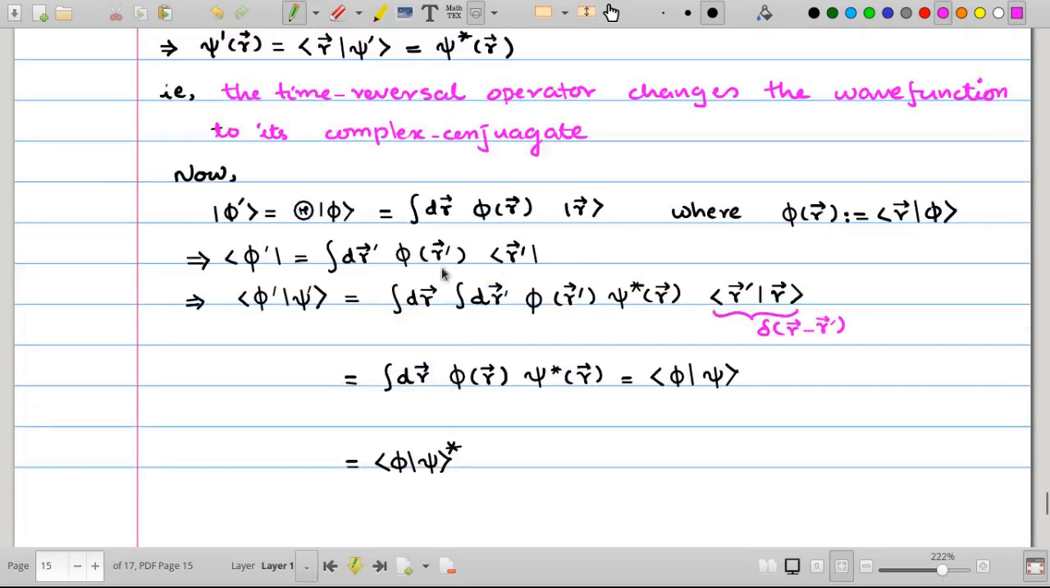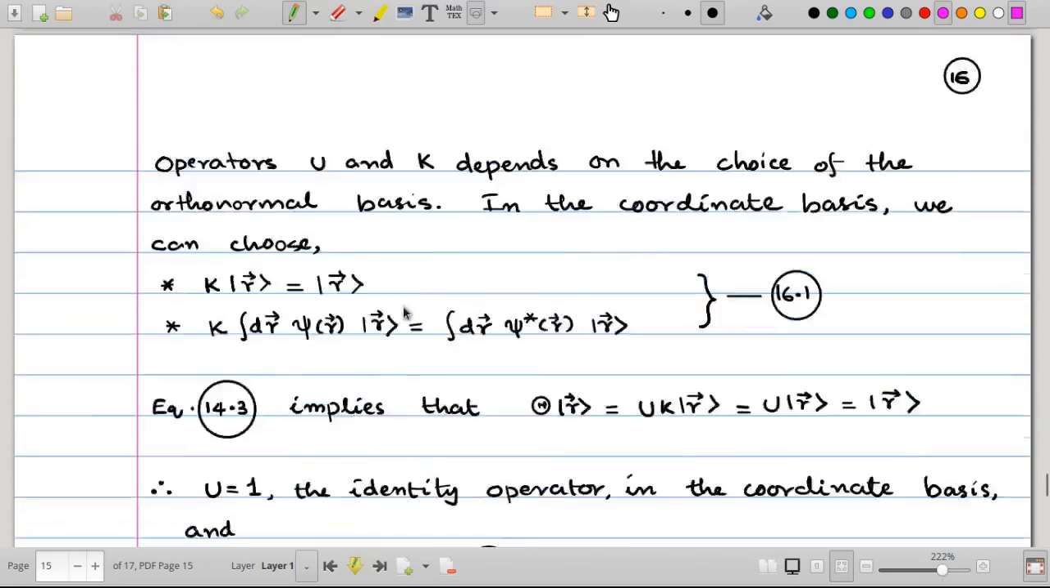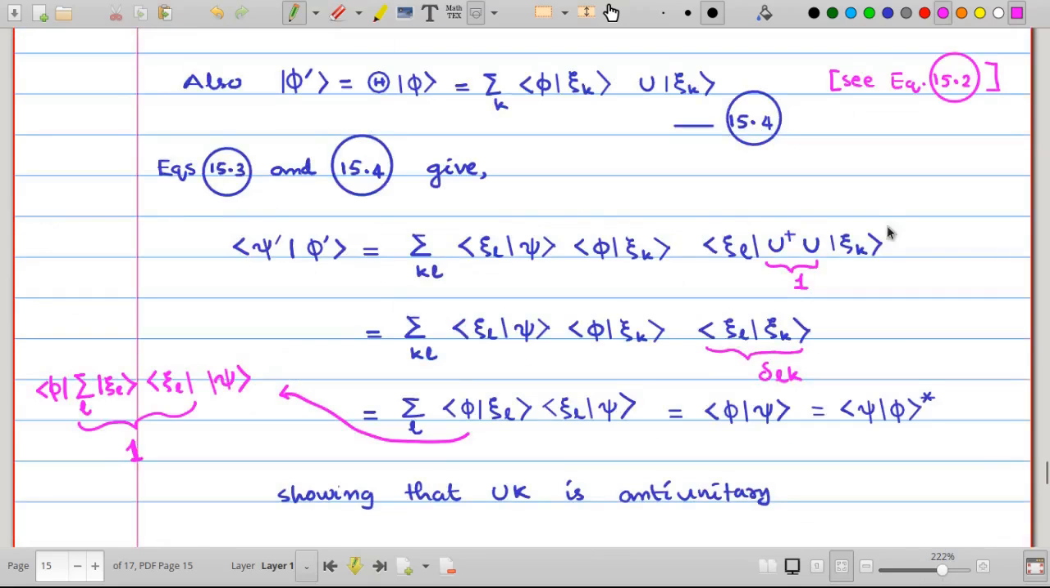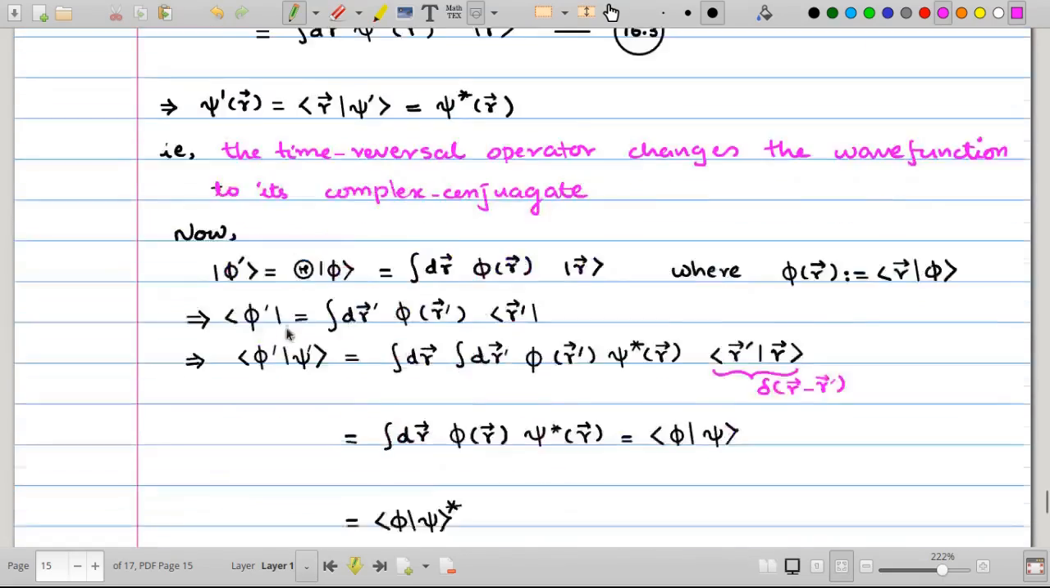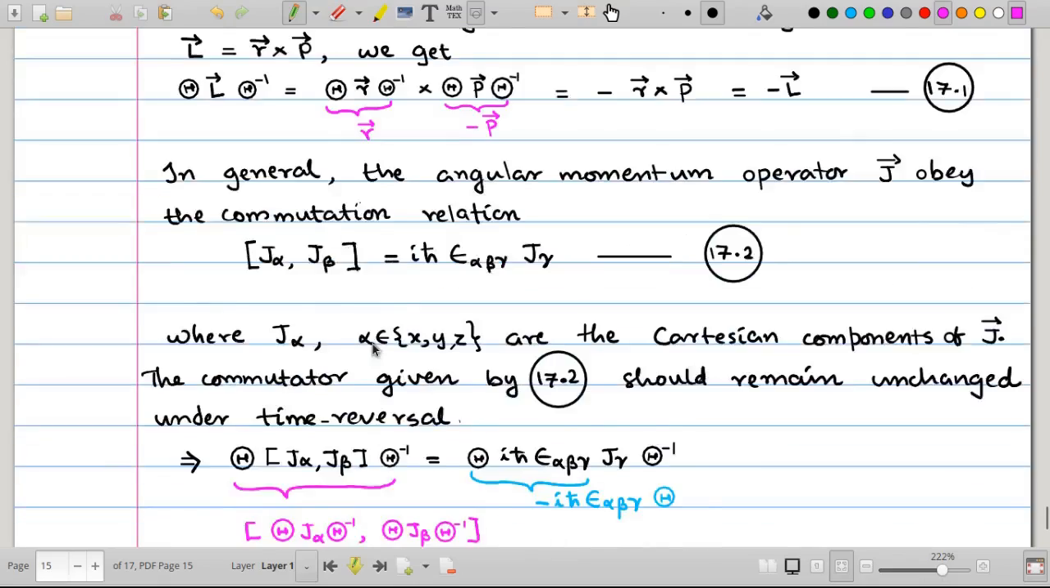Now we see that this choice also changes the inner products of the transformed state to the corresponding complex conjugate, and the details are given here, which is similar to this calculation that we have done earlier, and therefore I will not discuss that in detail.